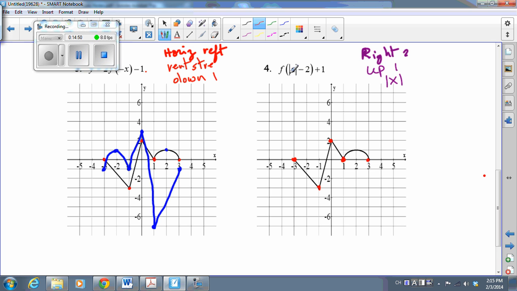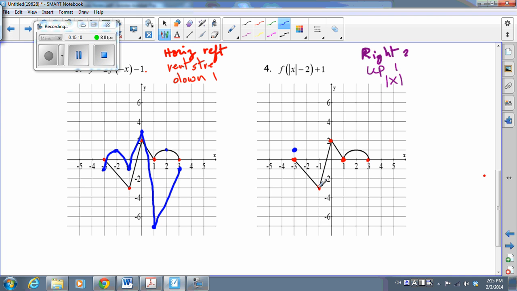So let's start with the first one. I plug in -3. -3 will give me 3. 3 minus 2 is 1. Well, what is f of 1? F of 1 is 0. Plus 1 will give me 1. So at negative 3, I'll move to 1.